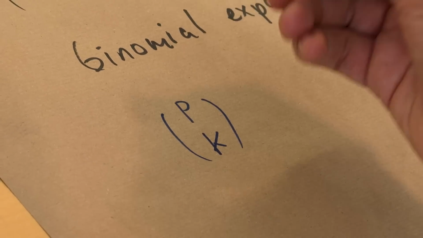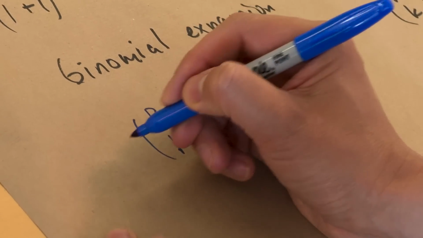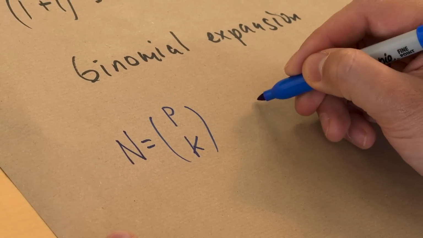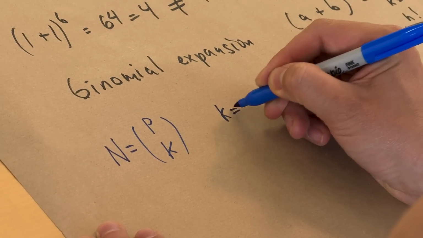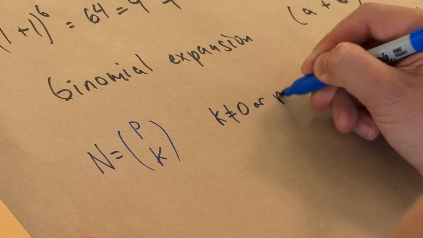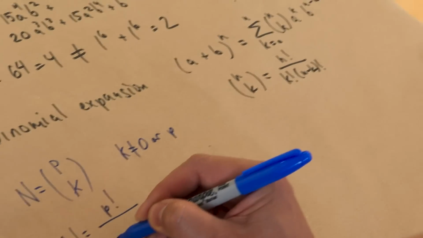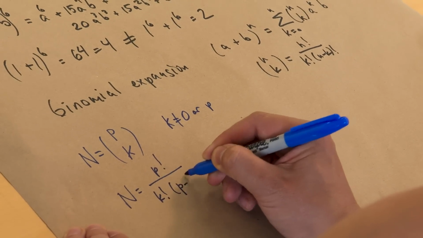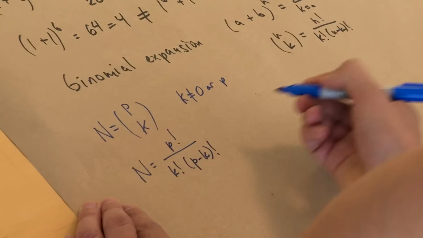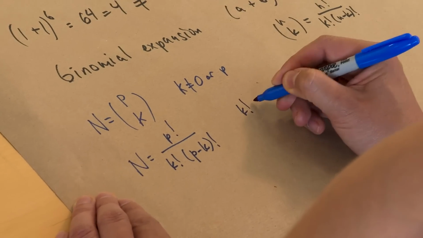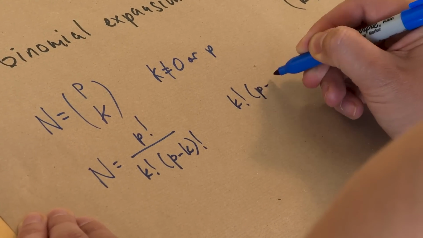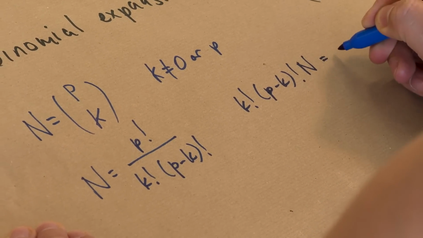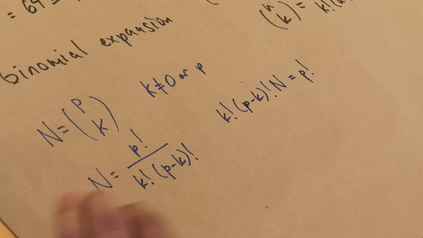So in particular, if I take p choose k, let me just for fun give this a name. I'm going to call this number here capital N. And here I want k to not be 0 or p. Well, from this expression, what do I know? I have that N is p factorial over k factorial times p minus k factorial, or if I multiply to the other side, k factorial times p minus k factorial times N is equal to p factorial.